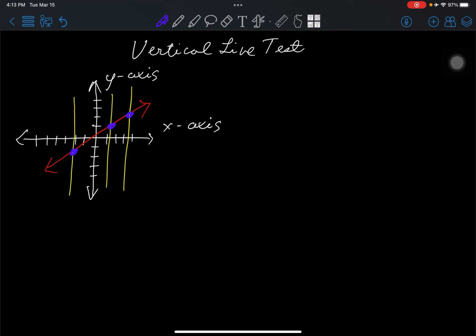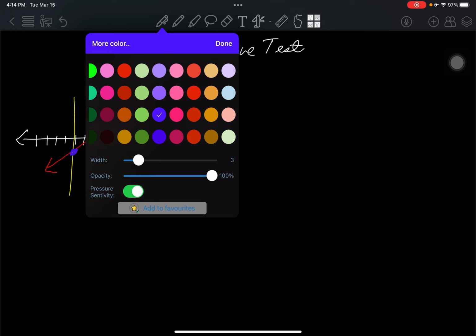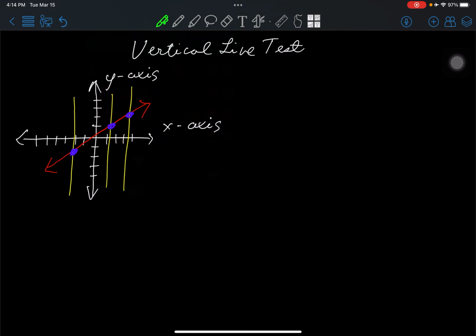The vertical line test is simply a test wherein, to determine whether it's a function or not, the vertical lines should only be meeting at one specific point in a particular illustration of an equation. So in our example here, this is a function. It's a function because even if I draw a vertical line here, there's only one point where it crosses this red line. So let's have another example.